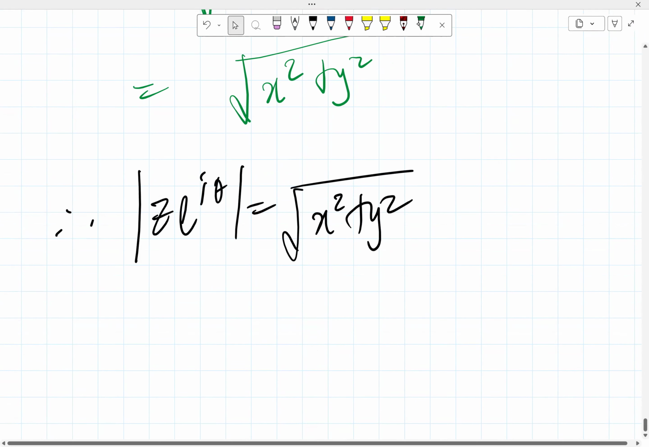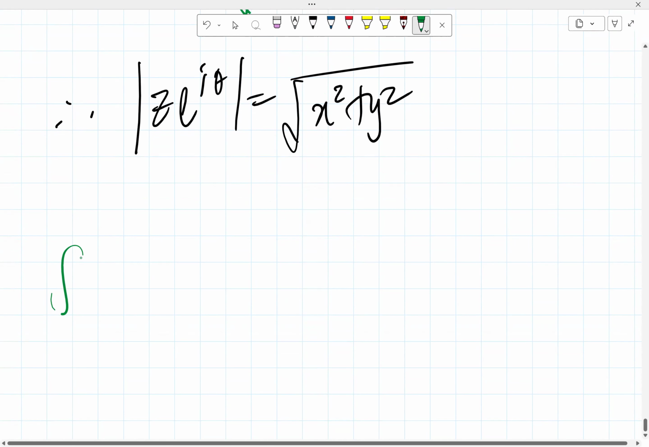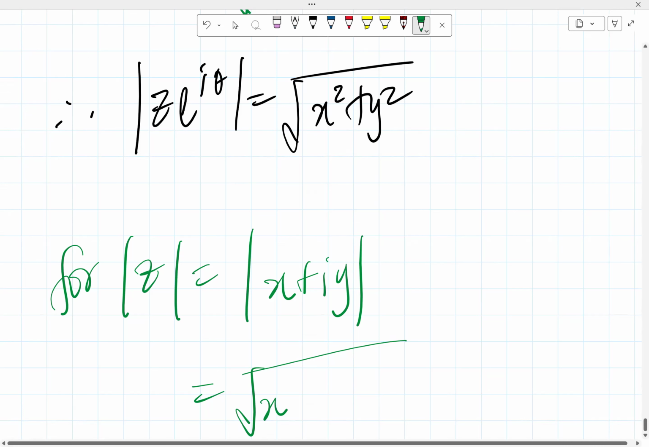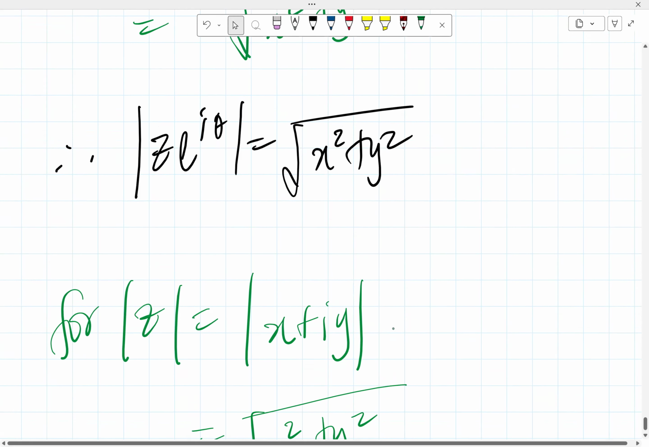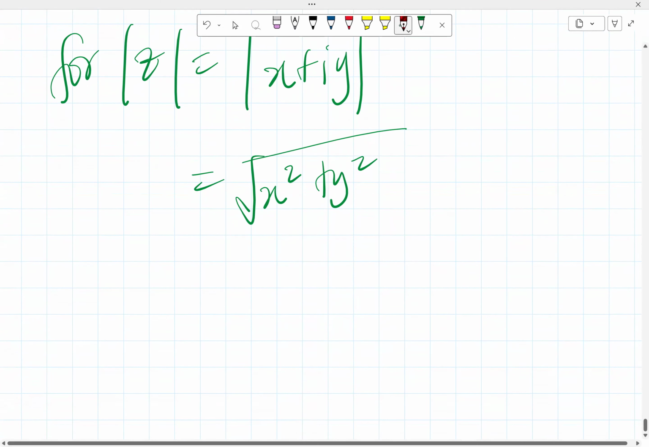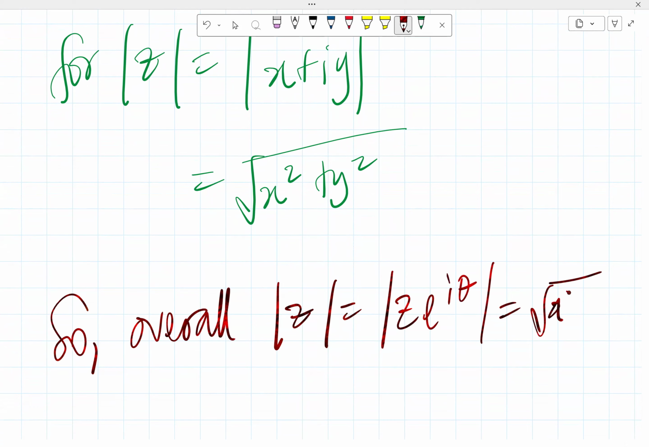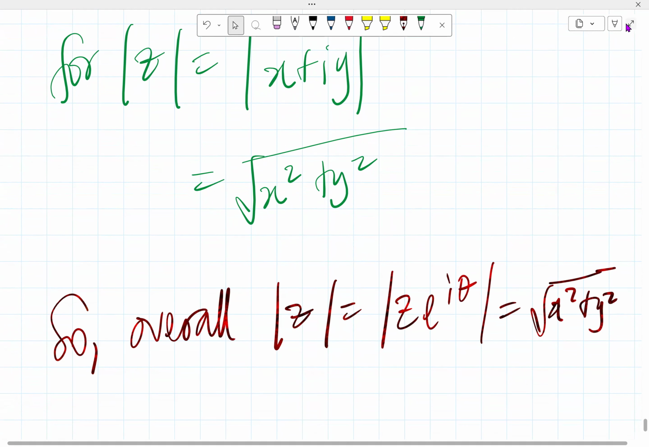Okay. For the absolute value of z, we know that's the absolute value of x plus iy, and that simply means the square root of x squared plus y squared, that's the modulus. So overall, the absolute value of z is equal to the absolute value of z e raised to the power i theta, which equals the square root of x squared plus y squared. The other one took a long time to arrive at, but it's the same thing in essence. So with this, I'm done solving all that.